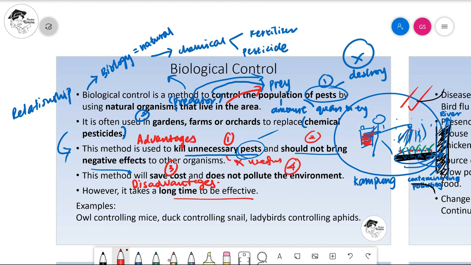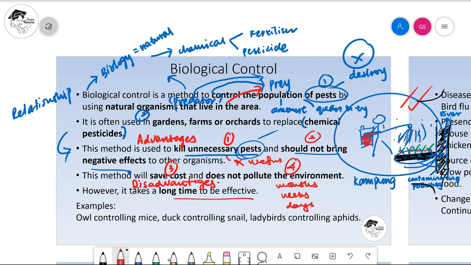But do you know that if you use this biological control, let's say you put some owls into the ladang kelapa sawit, how long? It may take months. It may take weeks. If better, days, maybe 6 days, 7 days, just for one rat or two rats to be eaten up by the owl. That means it's slow. But if you use the chemical pesticide, maybe half a day, 1 day, 2 days, dah, semua hilang. If you use biological control, it will be slow.